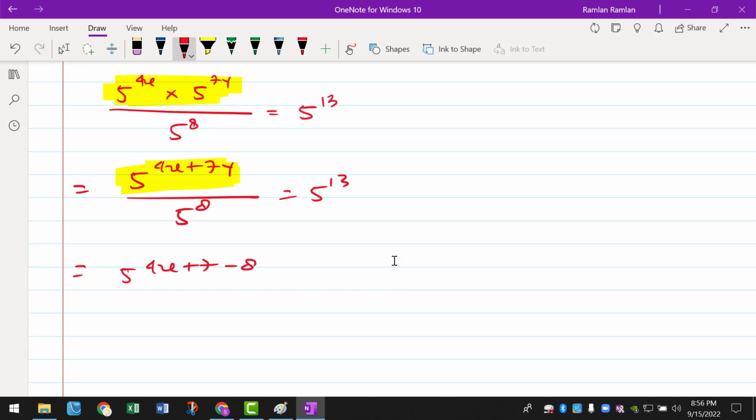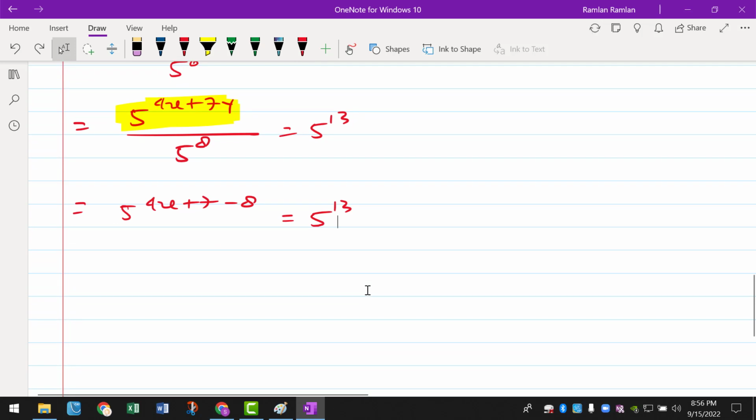Notice that you only need to take the power, subtract this guy with this guy. Do not put the 5 in here because the 5 is the base. Do not do that. That will be equals to 5 to the power of 13. So this side doesn't change yet.